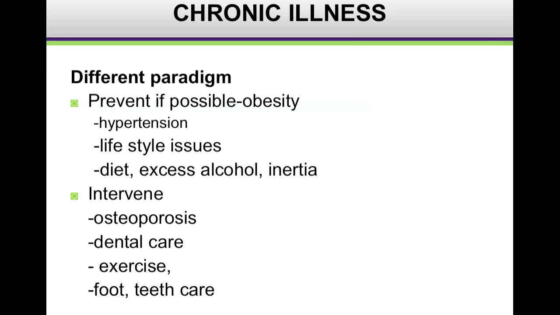Chronic illness requires a different paradigm. It deals with prevention and intervention and monitoring. Prevent, if possible, issues such as obesity, hypertension, inadequacies of diet, inappropriate diet, excess alcohol, inertia, lack of exercise, lack of intellectual exercise, lifestyle issues. All of these are important and require attention. And these need to be started early on in the evaluation of the older person to eliminate or at least prevent chronic disease occurring.